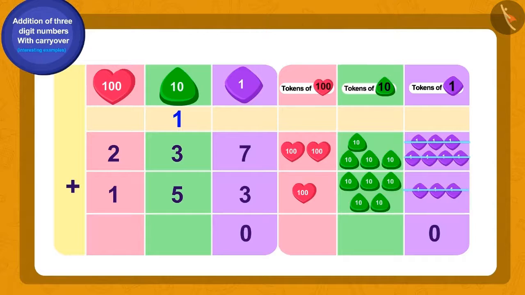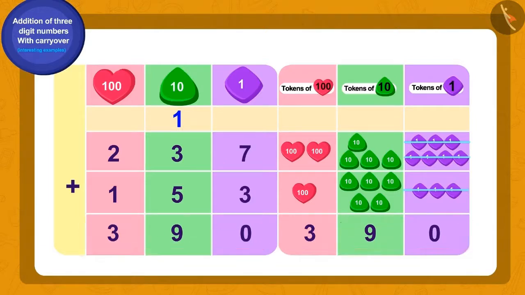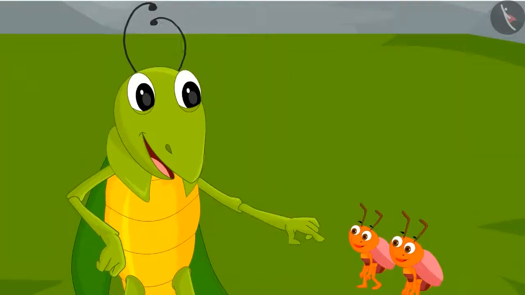If we add all the numbers written in the tens digit place, what will we get? 9. Now at the end, if we add all the hundreds digit place numbers, we will get 3. Thus, there were a total of 390 animals in the herd.